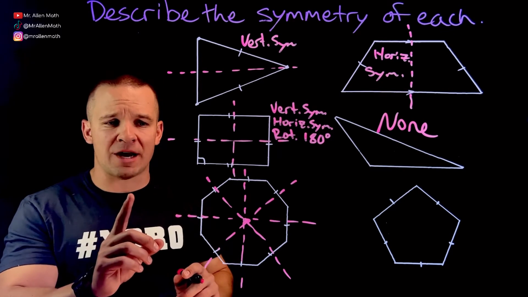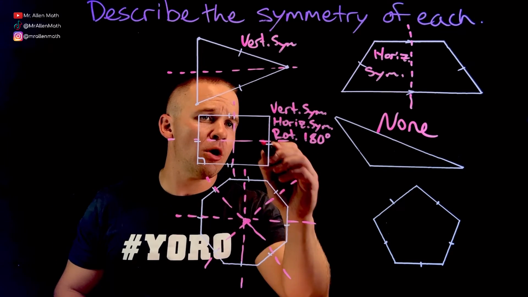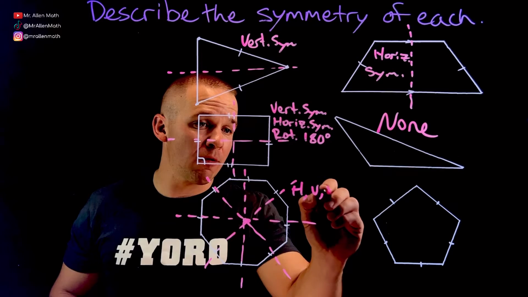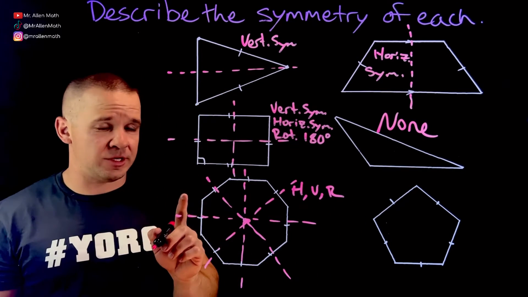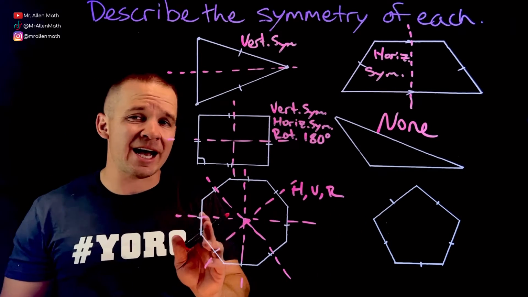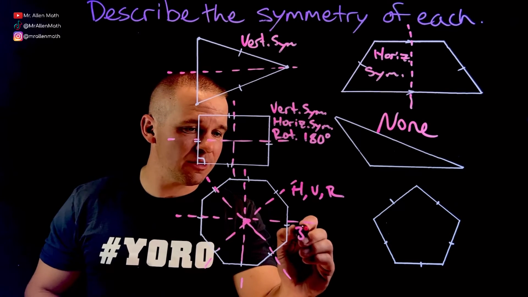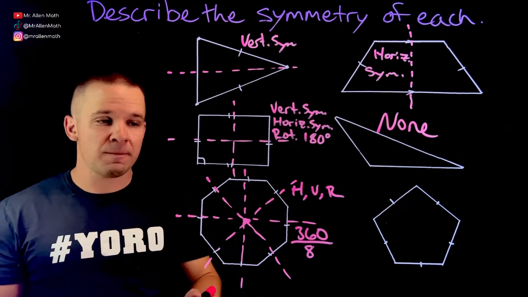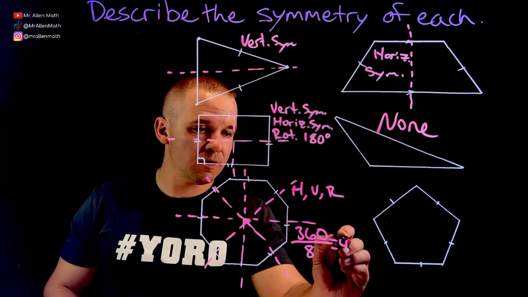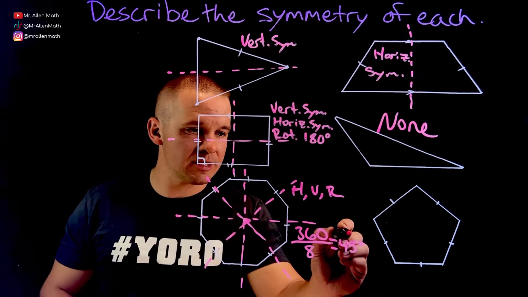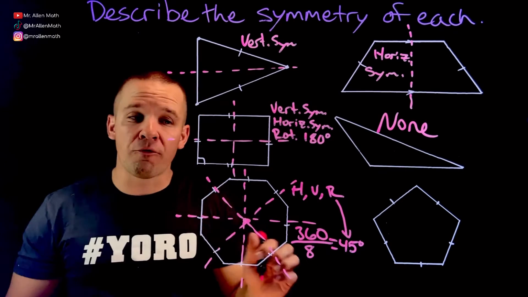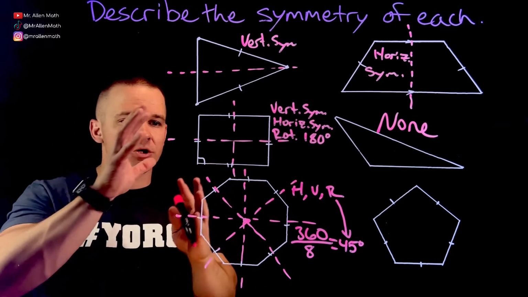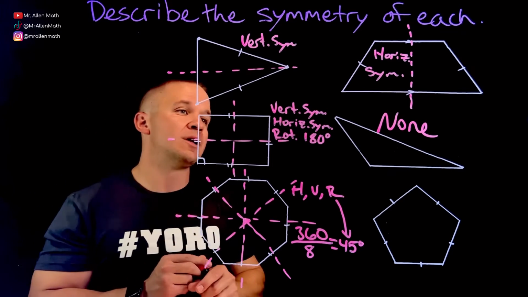But another thing I want to write down is the rotational symmetry. Okay, so we got horizontal, vertical. We got rotational. And rotation for this one is actually, we're going to take 360 and divide it by the number of sides or angles. That's going to give me 45 degrees. So I have rotation of 45 degrees. Every 45 degrees I turn this thing, it'll be the same shape. Right, so that's rotational symmetry.